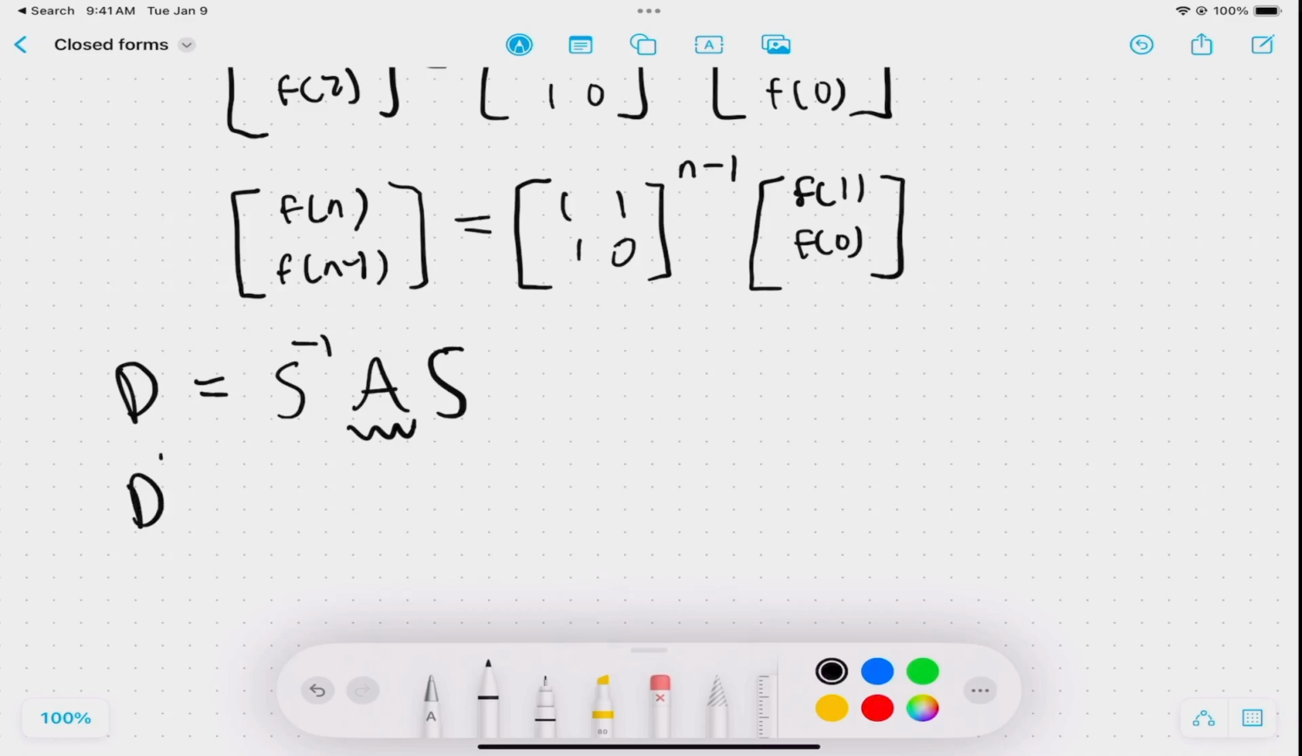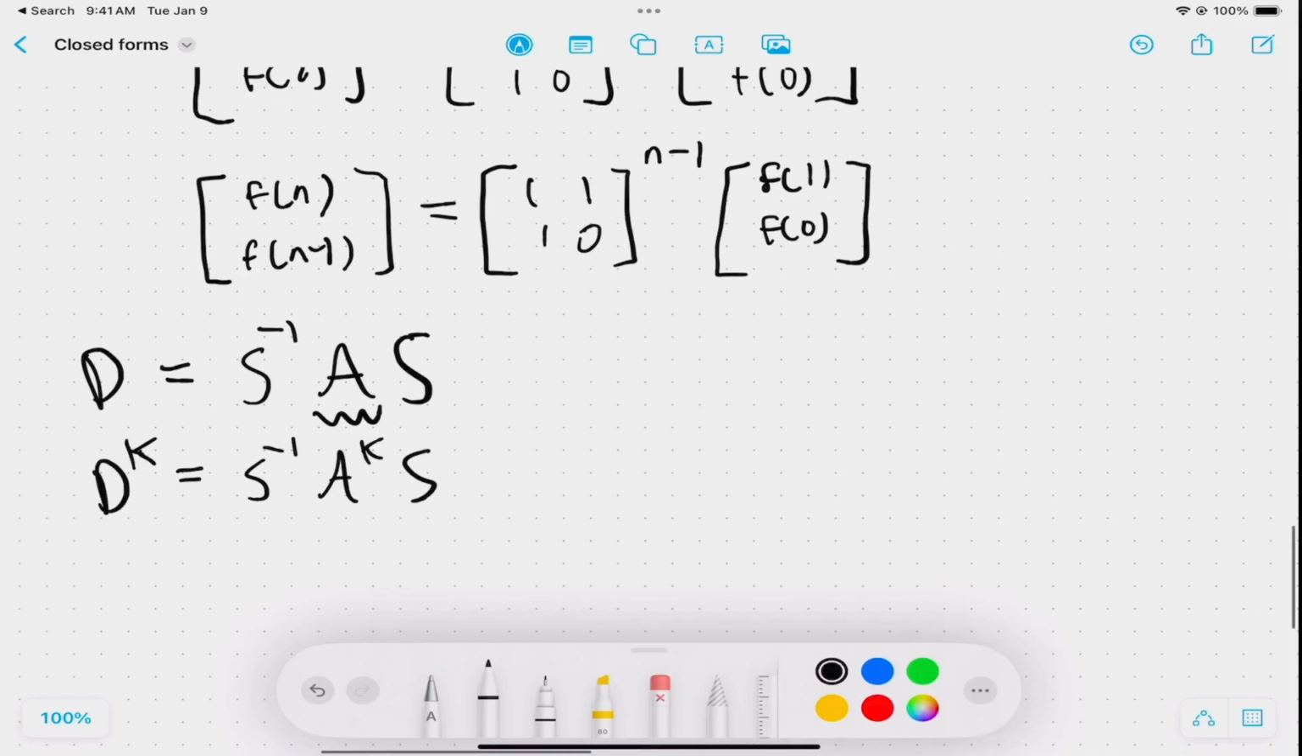We can write D to the power of k. We can find it easily by multiplying A k times. So now let's find these matrices for this one right here.